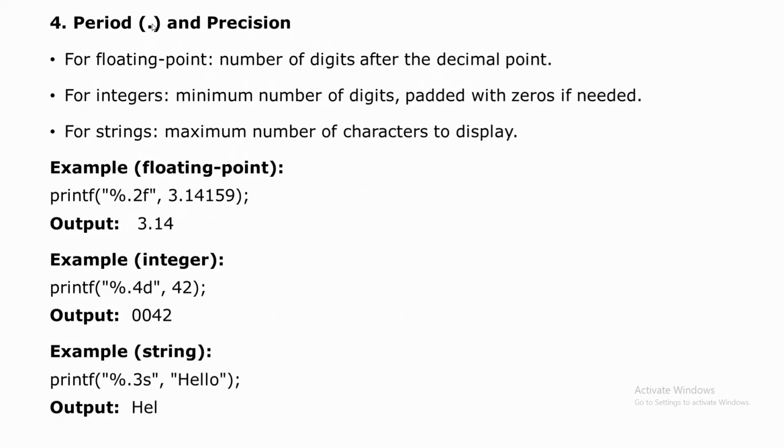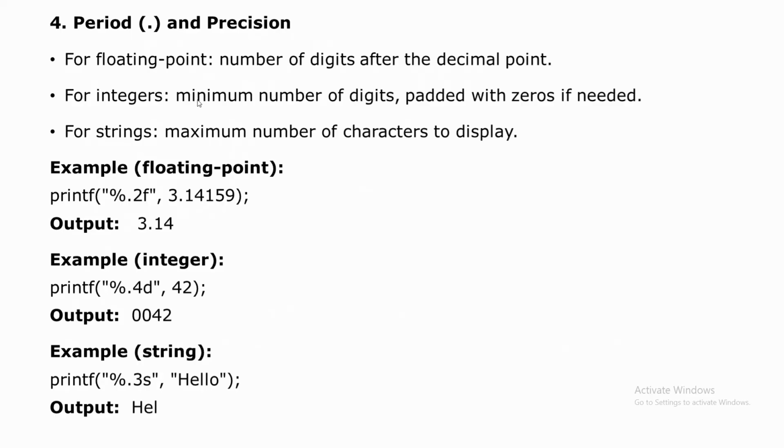In the second example, printf("%.4d", 42). Precision tells the compiler to print at least 4 digits. Since 42 has only 2 digits, the compiler adds zeros, so the output becomes 0042. Third example, string: printf("%.3s", "hello"). Here only the first three characters are displayed. Output becomes hel.